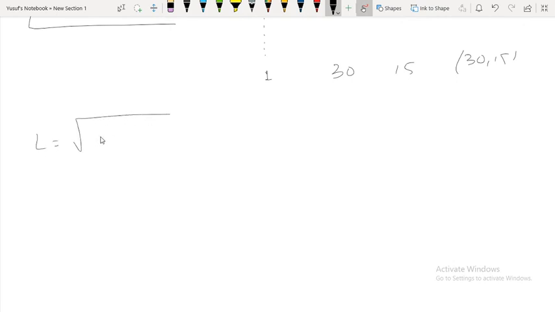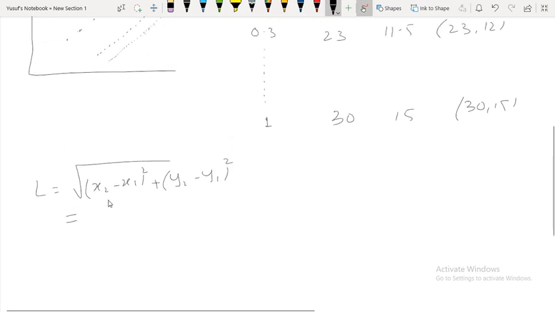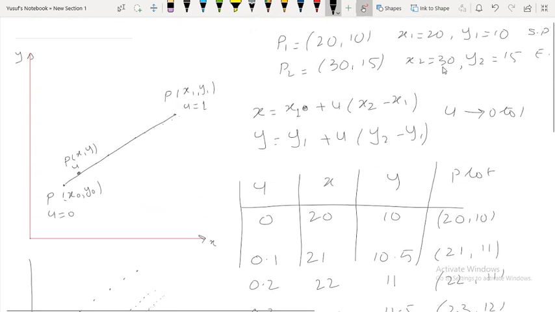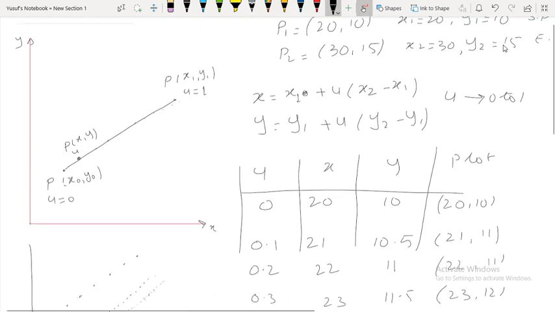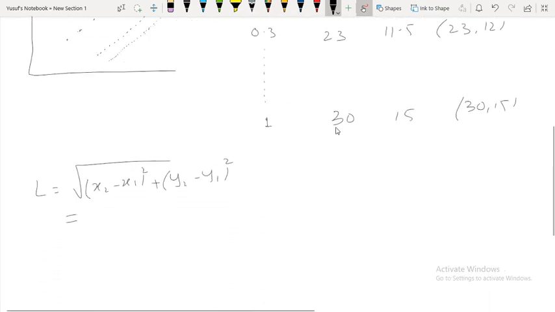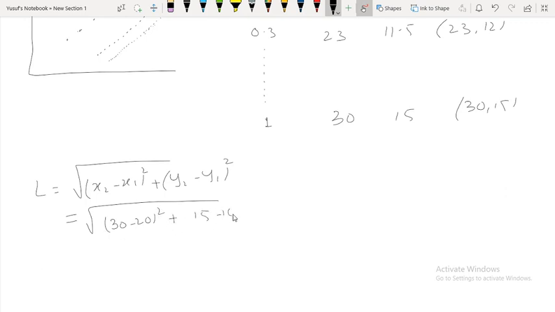In the same example, suppose you have to calculate the length of the line. The formula is the square root of (x2 minus x1) squared plus (y2 minus y1) squared. Here x2 is 30, x1 is 20, y2 is 15 and y1 is 10. So it is the square root of (30 minus 20) squared plus (15 minus 10) squared, and you will get the length of the line. For example, you are getting 11.18 units.